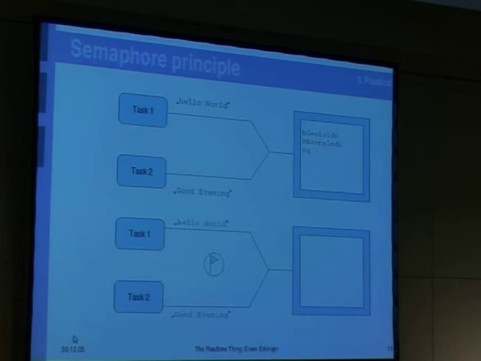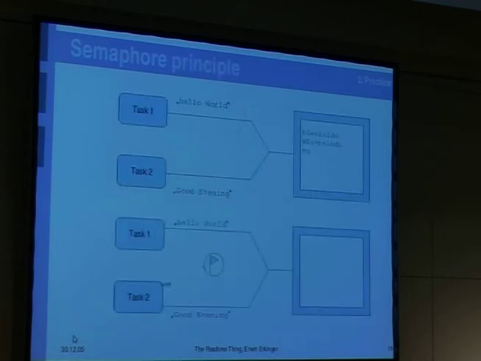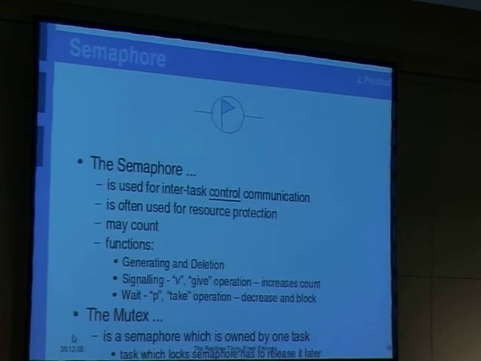So here is our token, and task 1 and task 2 in this example both want to get the token. Well, task 1 is in this case faster. Task 2 gets a message, well, your token is not available, and it blocks. So task 1 prints hello world. Task 1 gives this token back and unblocks task 2, which can then print good evening. And then, of course, like every good program, it must give the semaphore back.